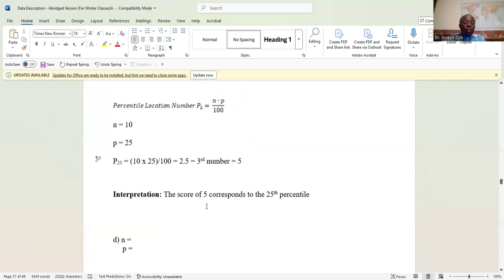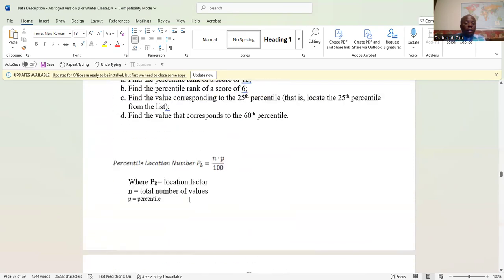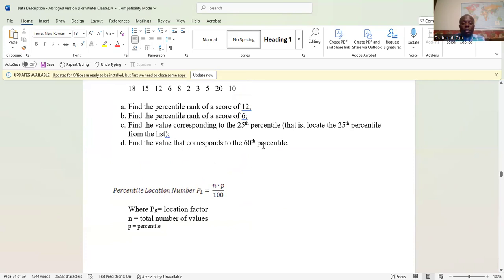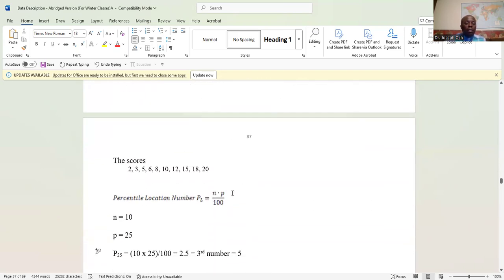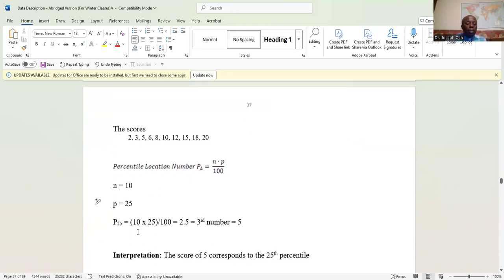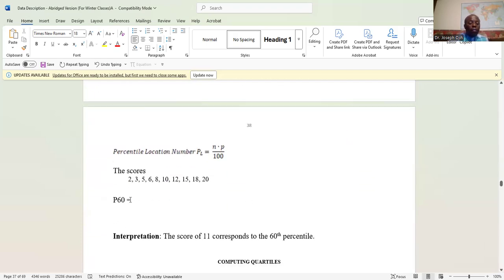Excellent. Now, let's answer the last question in that section, which is to find the value that corresponds to the 60th percentile. So our P this time is 60. N is still 10. So you're going to have P60, locating the 60th percentile, equals n times p over 100.